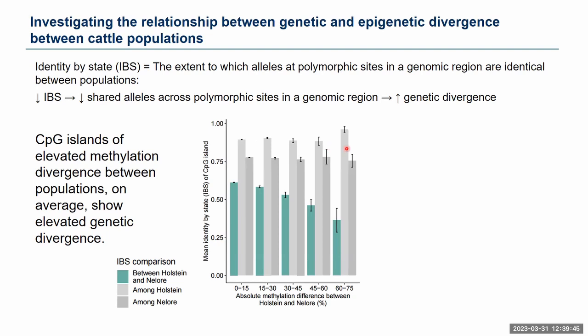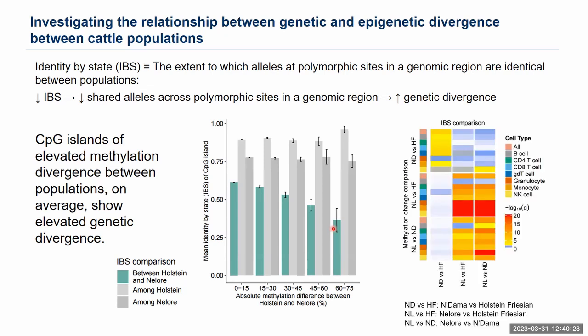So this plot is showing the identity by state scores along the y-axis, and then the CpG islands have been grouped into bins based on their methylation difference between the Holstein Friesian and the Nelore, with increasing methylation difference along the x-axis. And the green bars are showing the IBS scores between the Holstein Friesian and the Nelore. So you can see here that as the IBS scores are decreasing, you get an increase in methylation difference, demonstrating that indeed the genetics is having an impact on methylation divergence.